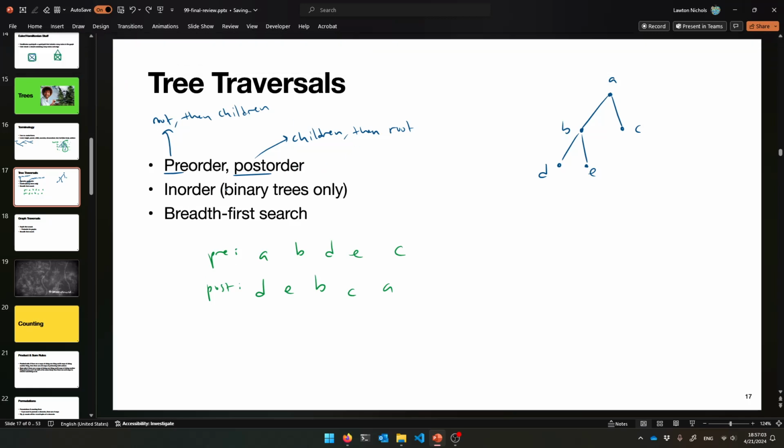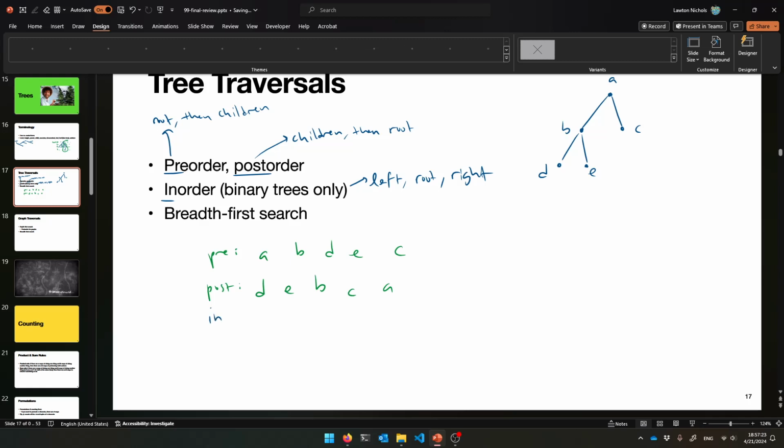And then in order is for binary trees only, and that means you're visiting the root in the middle. You have to do left, root, right, in that exact order. Left, root, right. All right, so let's do that one.